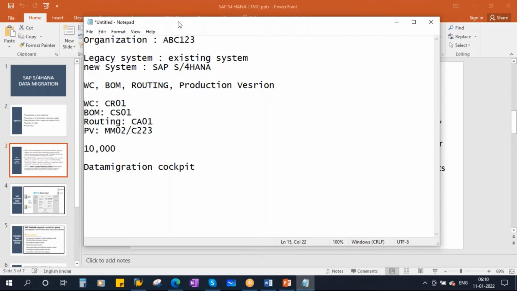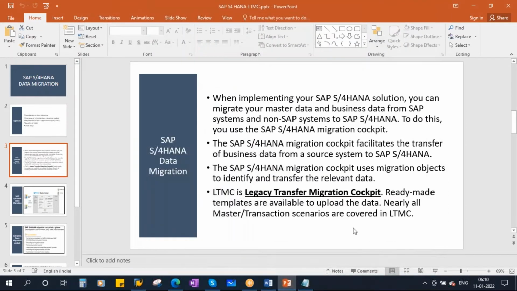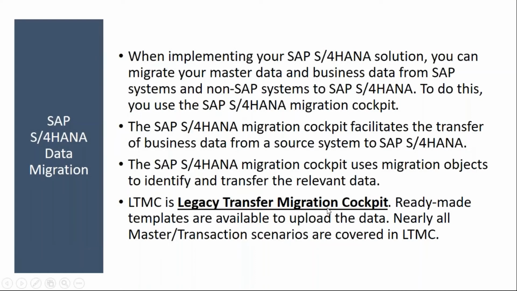Basically, the SAP S/4HANA data migration cockpit facilitates the transfer of business data from a source system to SAP S/4HANA. The source system is their existing legacy system. The SAP S/4HANA migration cockpit uses migration objects to identify and transfer the relevant data. So what are these migration objects? I'll explain in a minute.